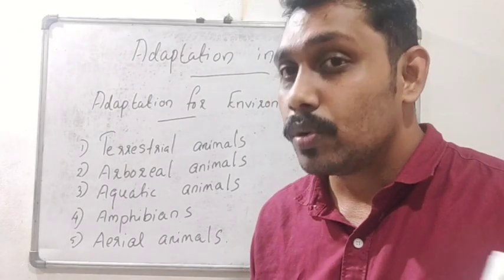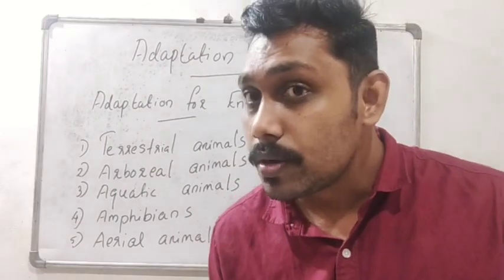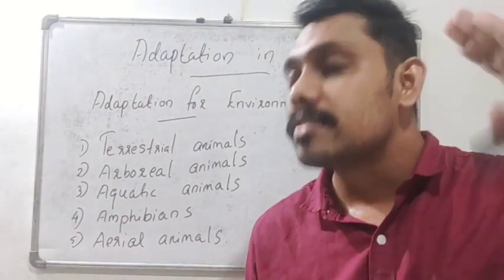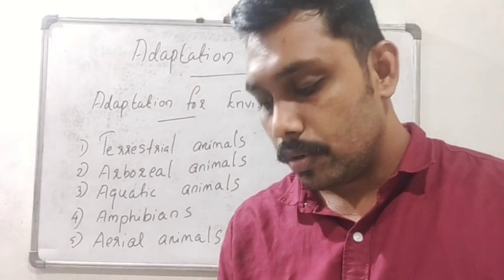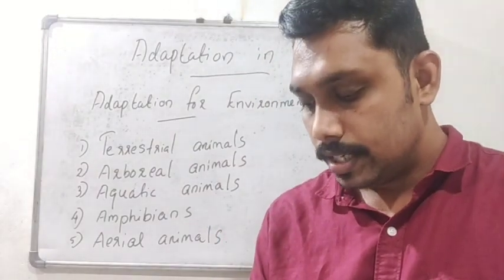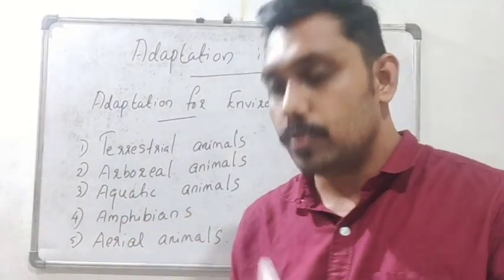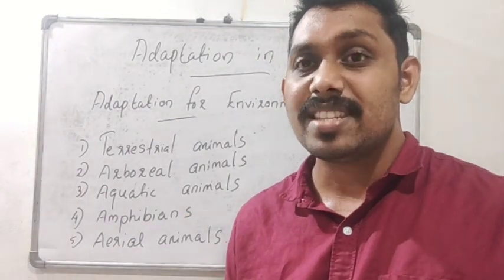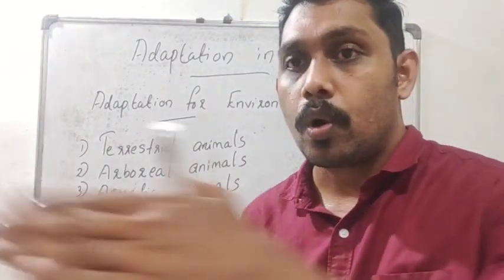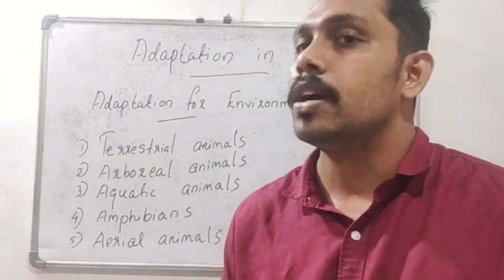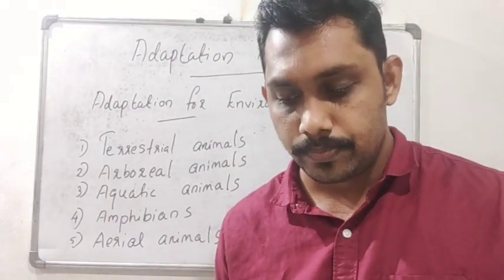And snakes are also terrestrial animals, but they do not have legs. They have scales on their bodies which help them to crawl, isn't it? So snakes do not have legs, but they are also terrestrial animals.